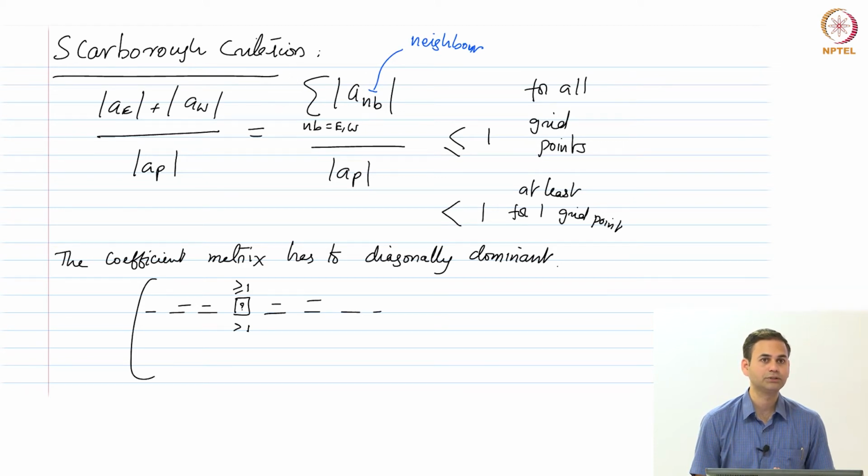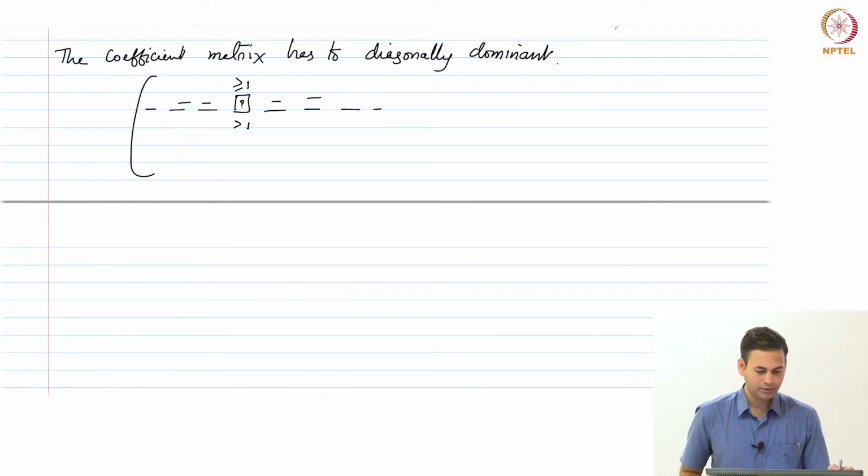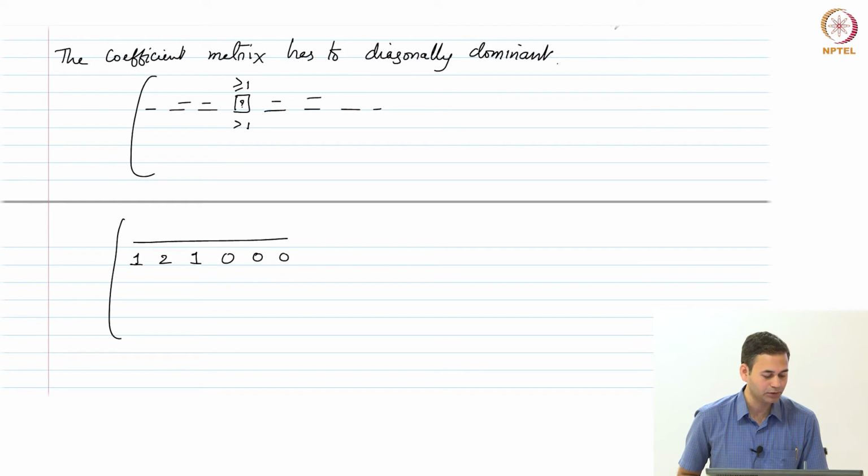Other questions? Diagonal dominance. The question is, explain the diagonal dominance again. Essentially, I have a set of rows, and I am looking at the second row. The first element is an off-diagonal element, let us say it is 1. The diagonal term is 2, and then 1, 0, 0. So, this is diagonally dominant because 2 is equal to the sum of the neighbors.